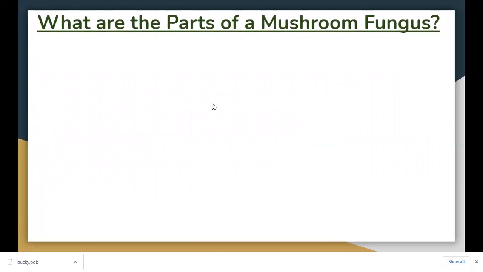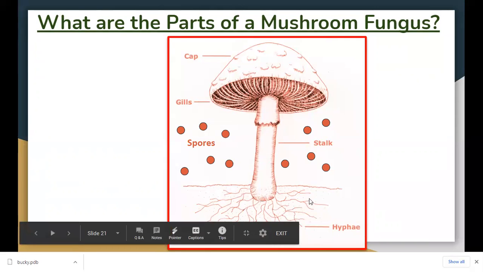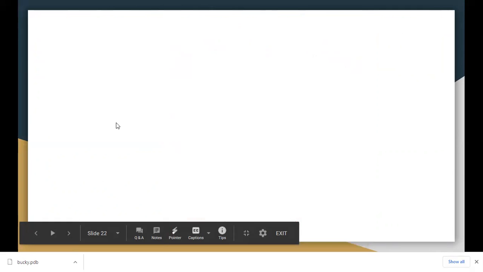What are the parts of a mushroom fungus? So here's a picture. You have the cap, the gills, the spores, that's the reproduction part, and the stalk. And then here at the bottom are the hyphae. Notice how they're like little roots that spread out all over the place.